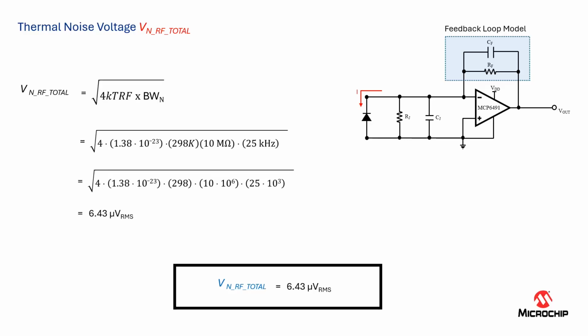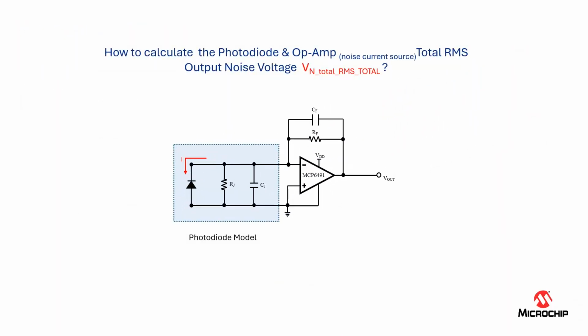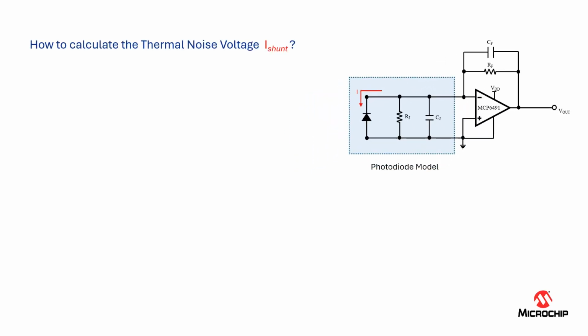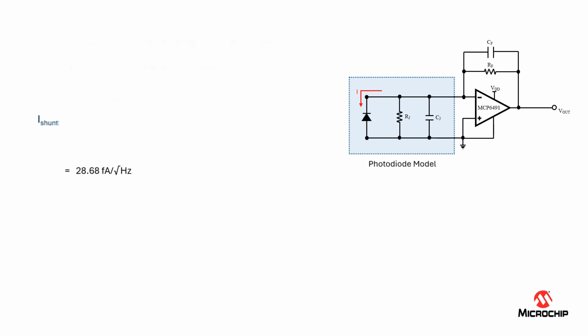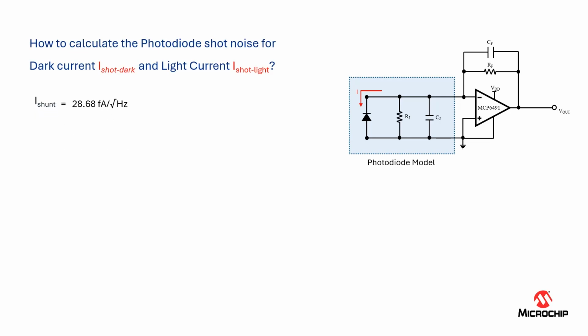Next, we need to calculate the total RMS output noise voltage. To do that, first let's get the photodiode noise current values from 3 different noise sources, such as the shunt resistance, the dark current, and the light current. In our circuit, we have the shunt resistance of 2000 megaohms. We plug that into the equation and solve it. The thermal noise of the shunt resistance is 28.68 femtoamps.